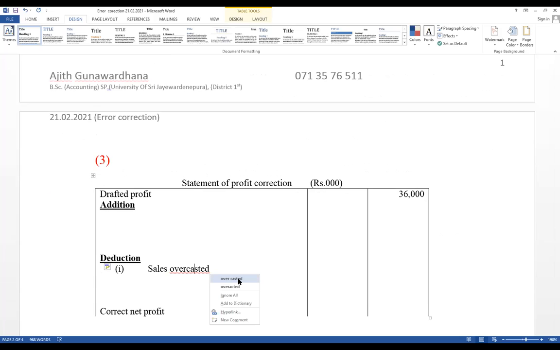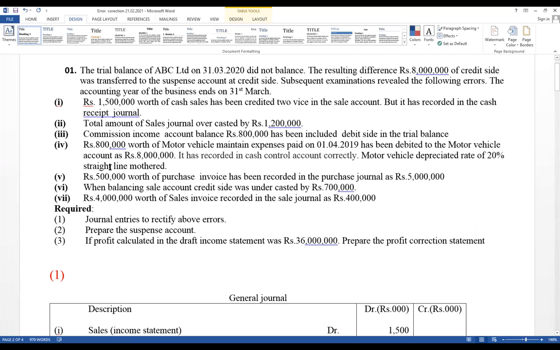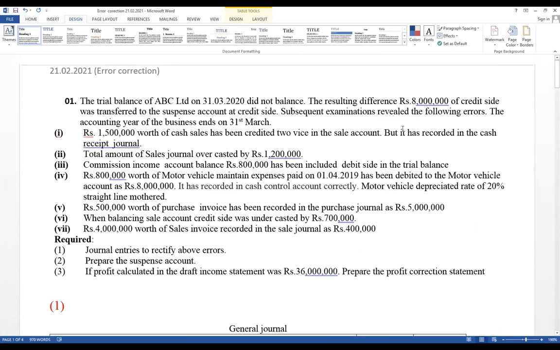Sales overcasted. Deduct 1500 within brackets. Think how to correct profit. First one thing, what is the effect for profit? Sales value equal 1500 recorded twice in the sales account. Income overcasted. Therefore, effect for profit also increase. For correction should be deduct.